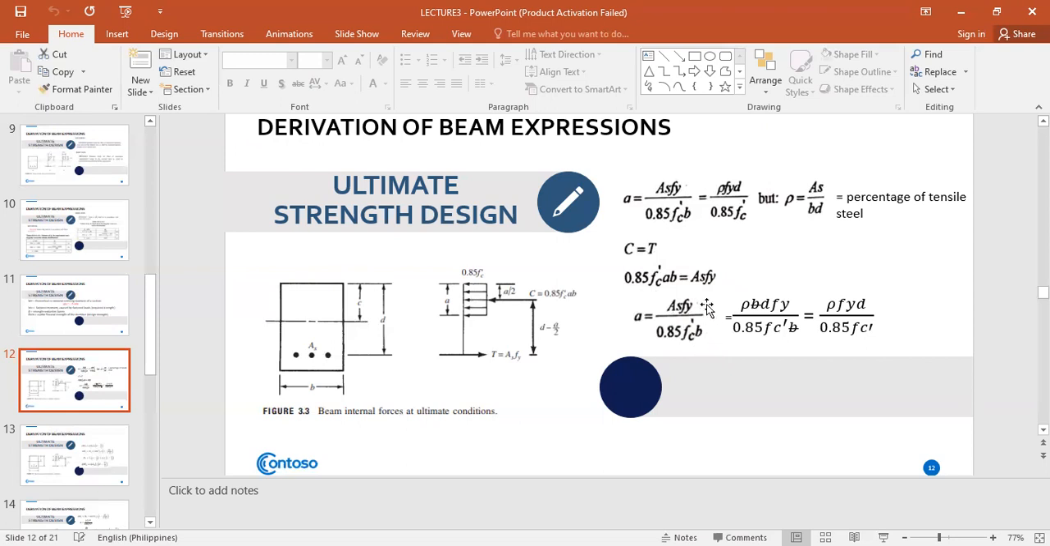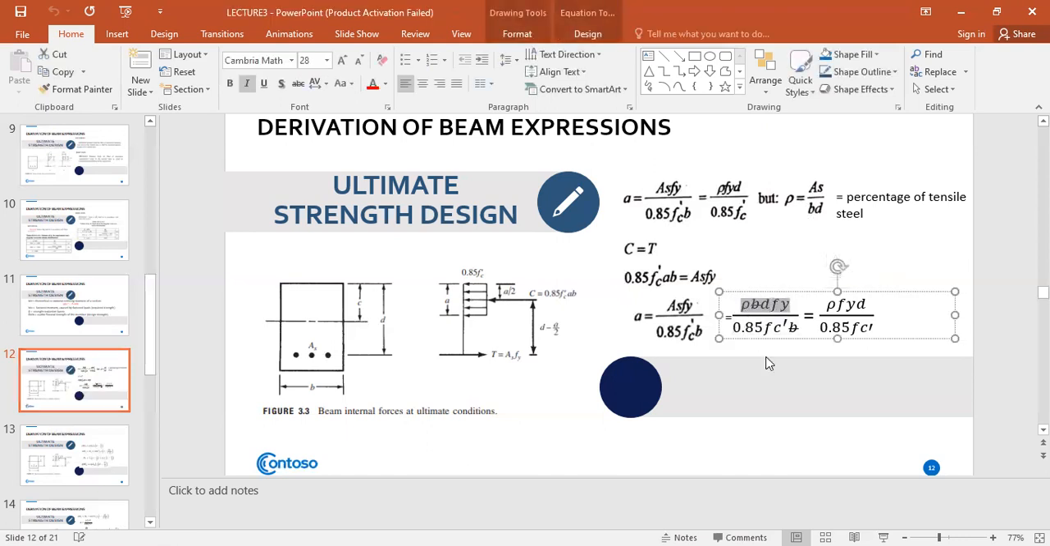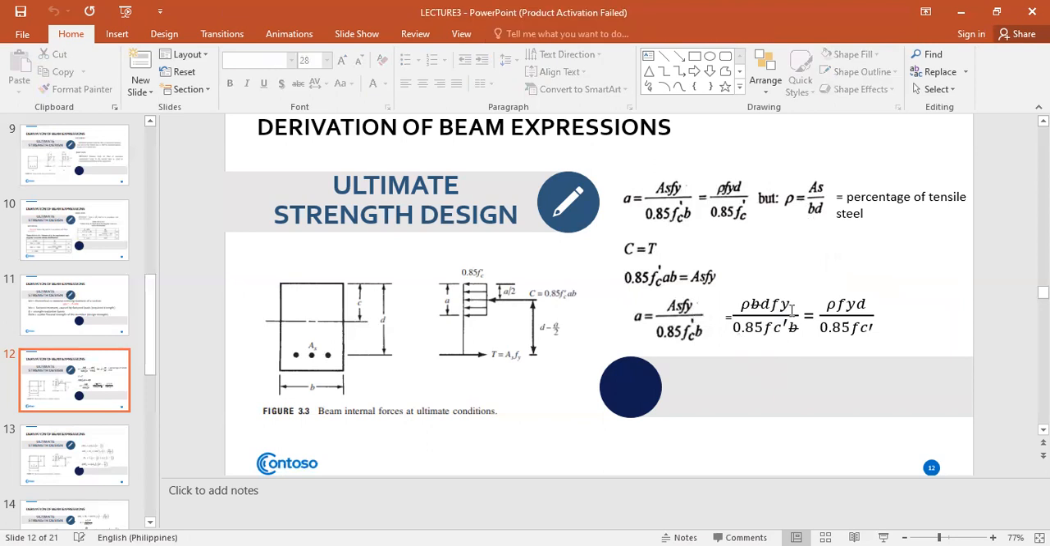So again, we could simplify this one further. We can get the value of our AS out of this equation. Rho is equivalent to AS over BD, so it would now become AS is equivalent to rho times BD. So that's why we have here rho times BD, and then just copy Fy over here and divide it by 0.85 FC prime B. We can cancel out B in the numerator as well as in the denominator. So what remains would be rho Fy times D divided by 0.85 FC prime. So this is where this equation came from.